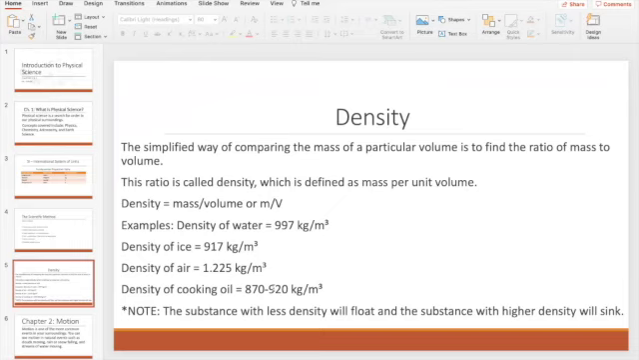All of those have slightly varying densities, and it ranges from 870 to 920 kilograms per meter cubed. So the main point about density is to remember that the substance with less density will always float on top of the substance or object with higher density. Higher density sinks, less density floats.